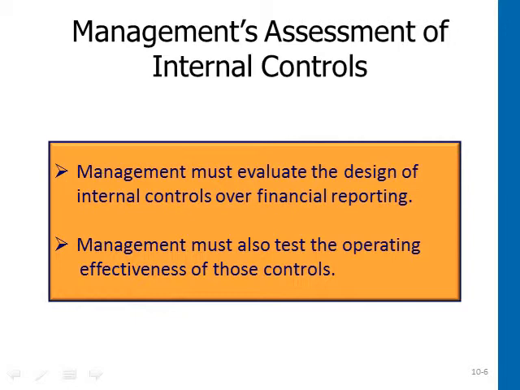Management assessment of internal controls includes the evaluation of the design of the internal controls over financial reporting. That is, are the controls designed in a way that they would catch errors on a timely basis and allow for their correction? Or is there a flaw in the design that even if the control were operating effectively, it wouldn't address the internal control risk that exists? And then we say that management must also test the operating effectiveness of those controls. So that is, have they been implemented, and are they being followed, and then are they achieving the intended purpose?